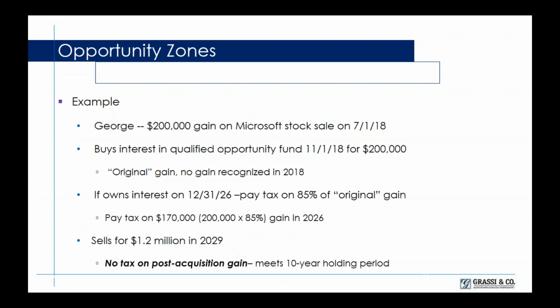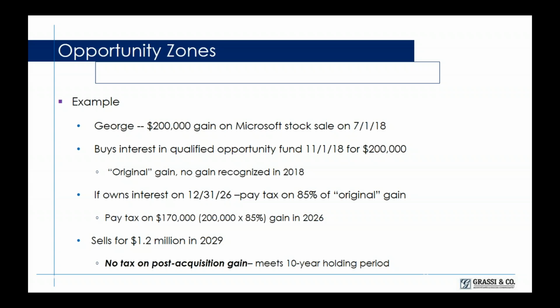So George has a $200,000 gain on Microsoft stock. He sold that stock on July 1st, 2018. George then buys an interest in a qualified opportunity fund on November 1st, 2018 for $200,000, the same amount that his gain on the Microsoft stock was. The original gain, i.e. $200,000, he doesn't have to pay any tax on that in 2018. He will pay the gain on that when he exits the opportunity fund.